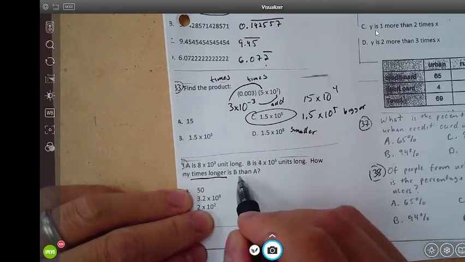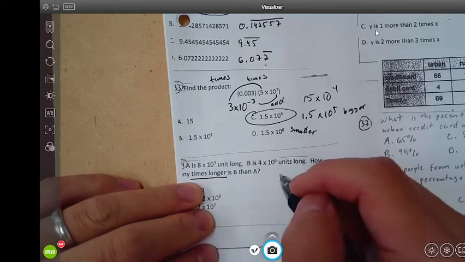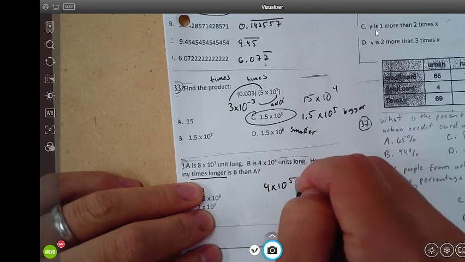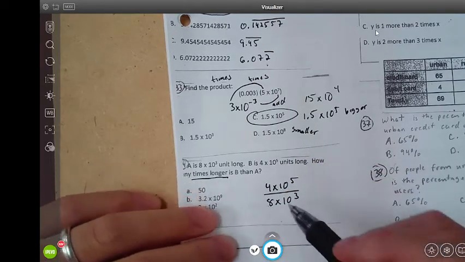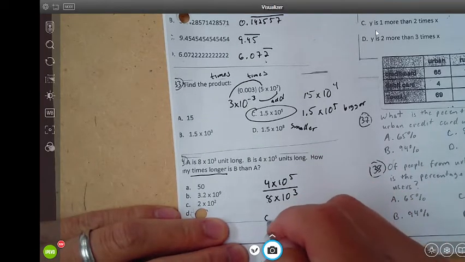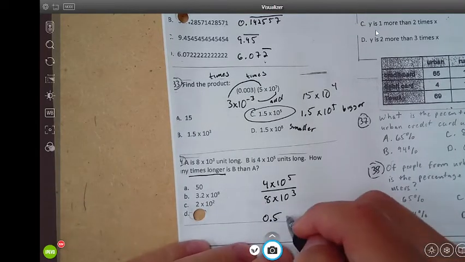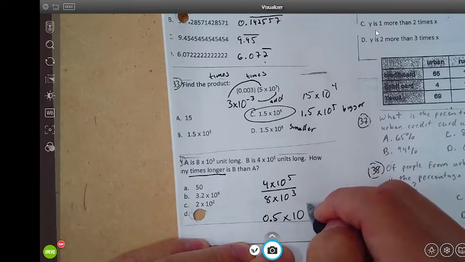All right, so B is bigger than A, right? B has the 5 exponent, A only has the 3, so we're going to do B divided by A. B is 4 times 10 to the fifth, divided by A, which is 8 times 10 to the third. 4 divided by 8, be careful, that's not 2. 4 eighths is 0.5. Okay, and then you subtract. 5 minus 3 is 2.